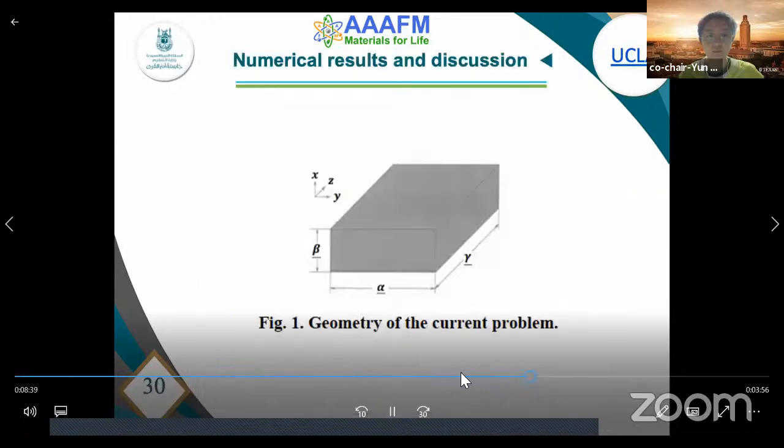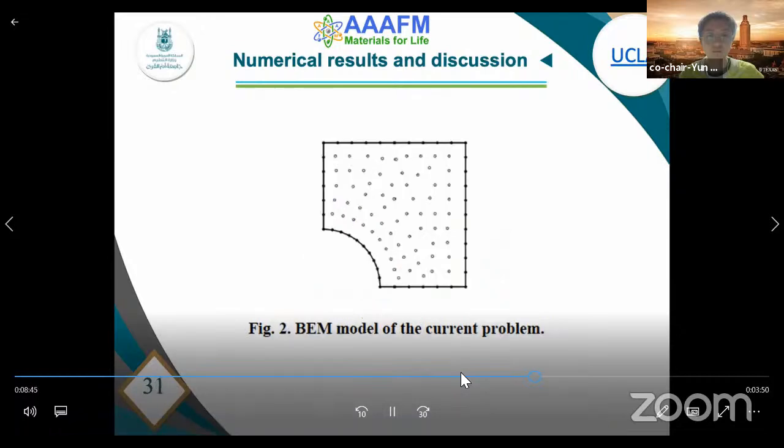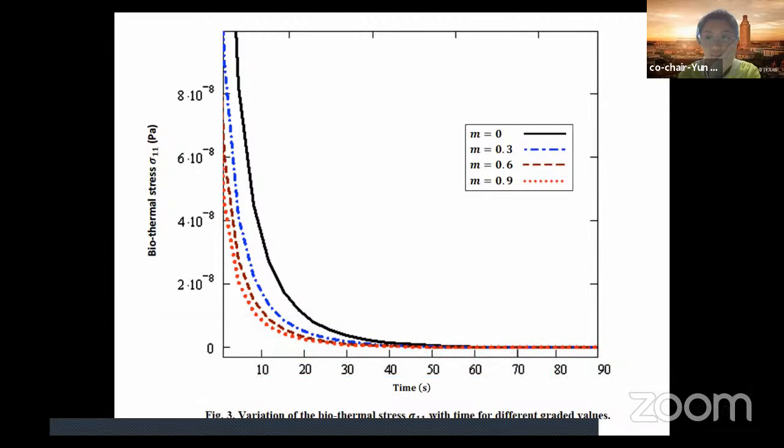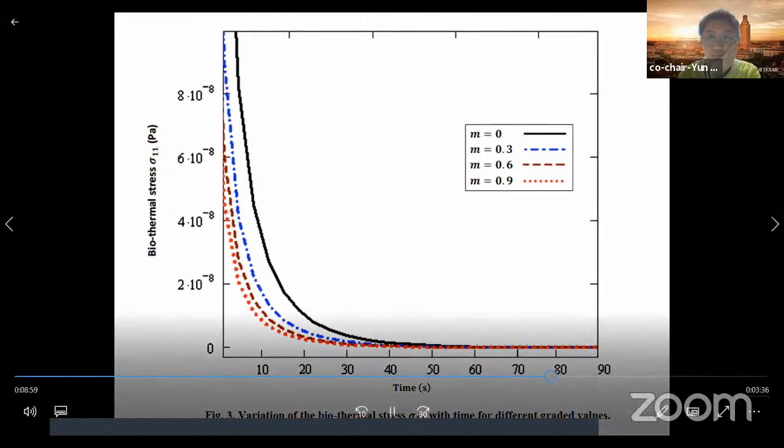Numerical results. This is the geometry of our problem and this is the boundary element mesh of our model. Variation of the biothermal stress with time for different graded values. M equals 0 corresponds to the homogeneous case. M equals 0.3, 0.6, 0.9 correspond to graded parameters for functionally graded material.